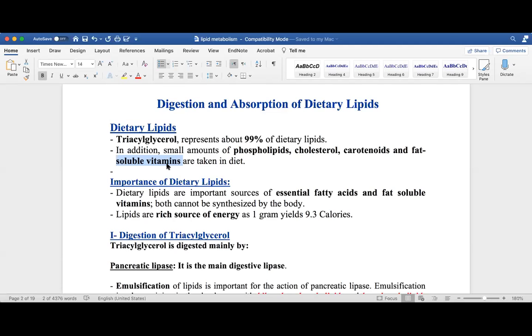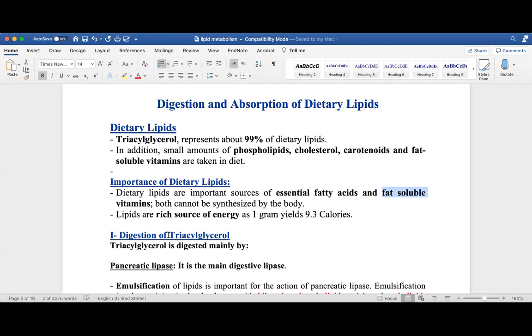Okay? Lipids supply us with excess energy because 1 gram of lipid gives us 9.3 calories. And this is double the amount of calories we get from glucose. So lipid gives us much more energy than glucose. Lipids supply us with essential fatty acids and fat-soluble vitamins. Essential fatty acids cannot be synthesized in our body, and you are going to study their function in the course of metabolism. One of their functions is the synthesis of eicosanoids. So it is very important to take lipids in our diet.